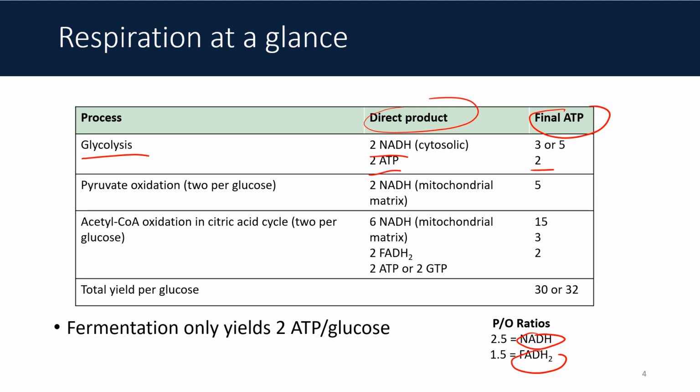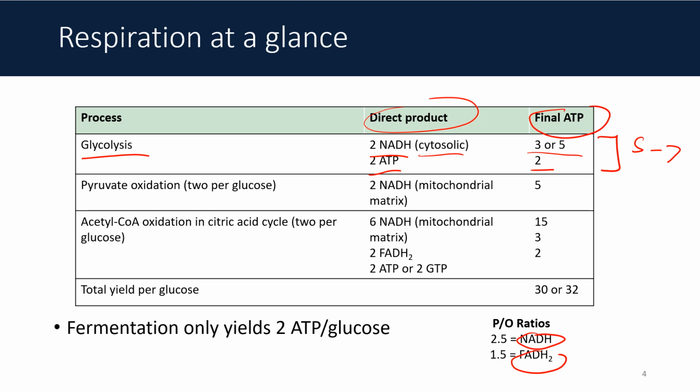And I want you to remember that glycolysis is occurring in the cytosol, not inside the mitochondria. And that's important because two cytosolic NADHs are ultimately going to be worth either 3 or 5 ATP molecules. And I'm going to explain why there's that variability in a moment, but for now, just accept that all of glycolysis can contribute a total of 5 to 7 ATPs.